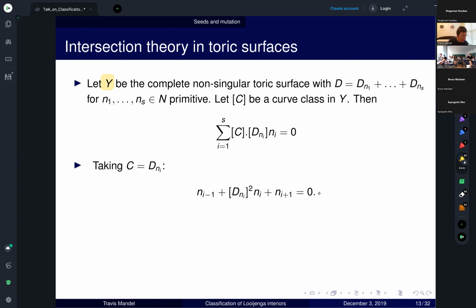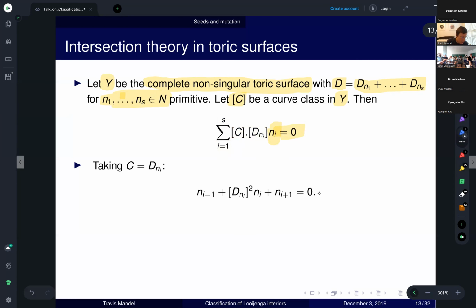toric geometry. So let Y be a complete non-singular toric surface, with boundary divisor D, components D_n1 through D_ns. Say these n_i's are primitive generators for the rays for these boundary divisors. And let C be any curve class in Y. Then it turns out that if you sum over all the different indices i going from 1 to s, of C intersected with D_ni, take the intersection number, times the vector n_i, that sum will equal 0.